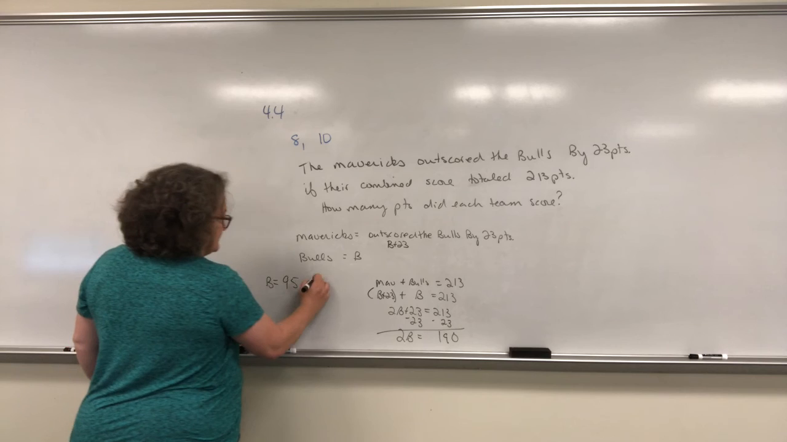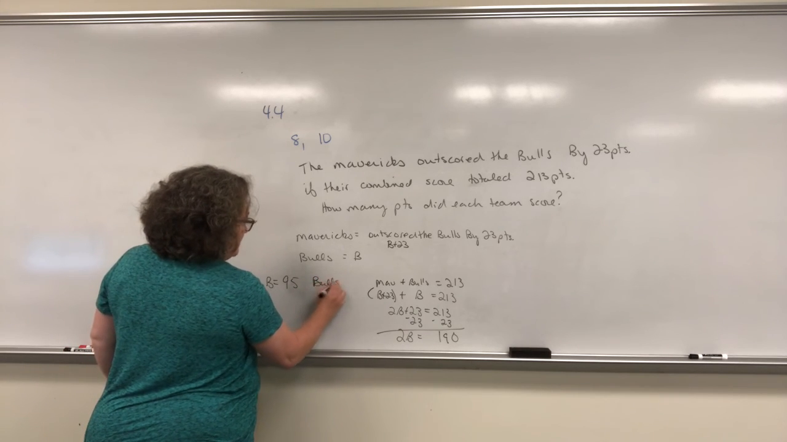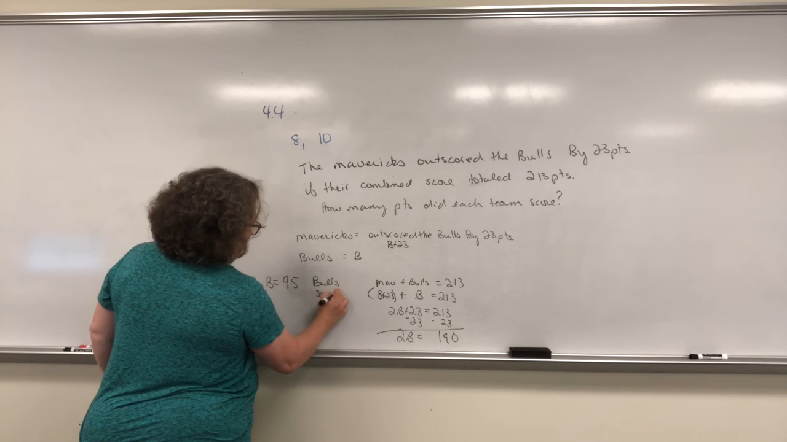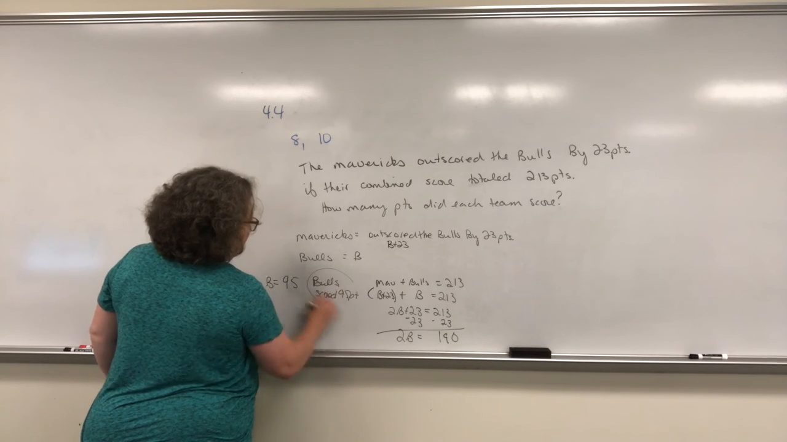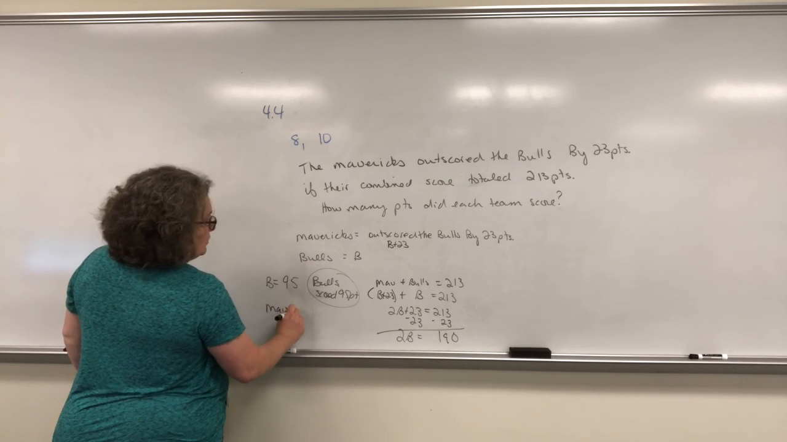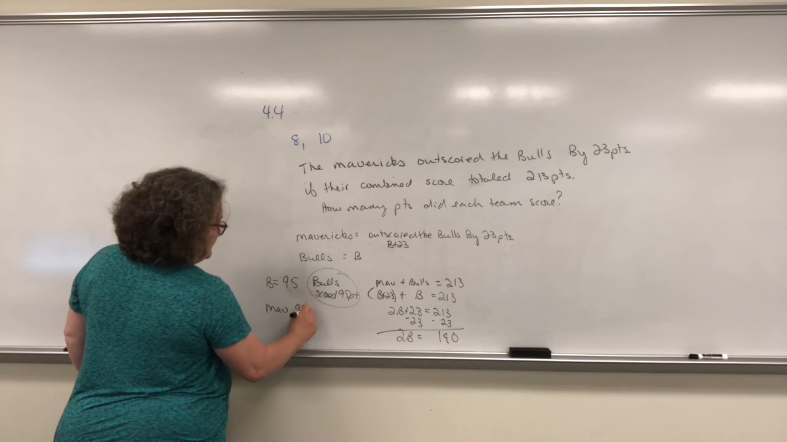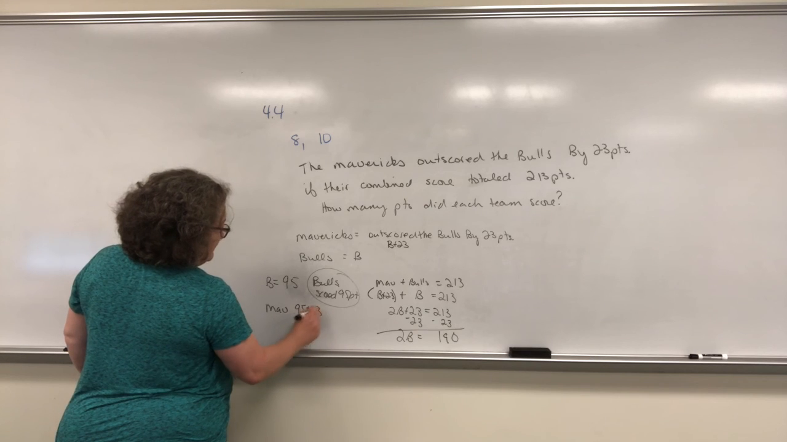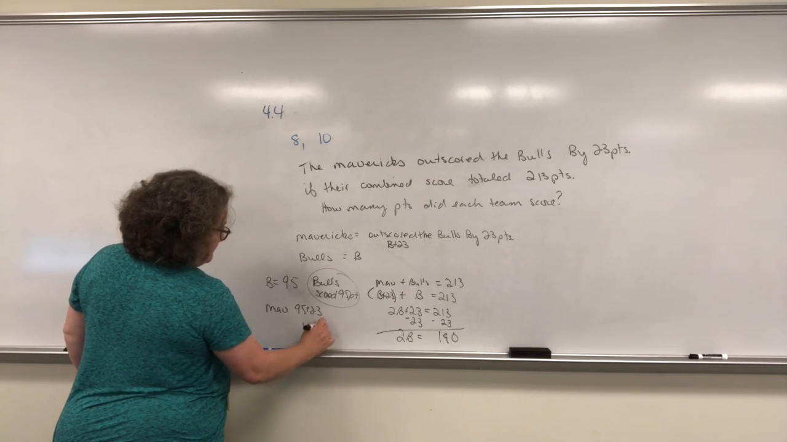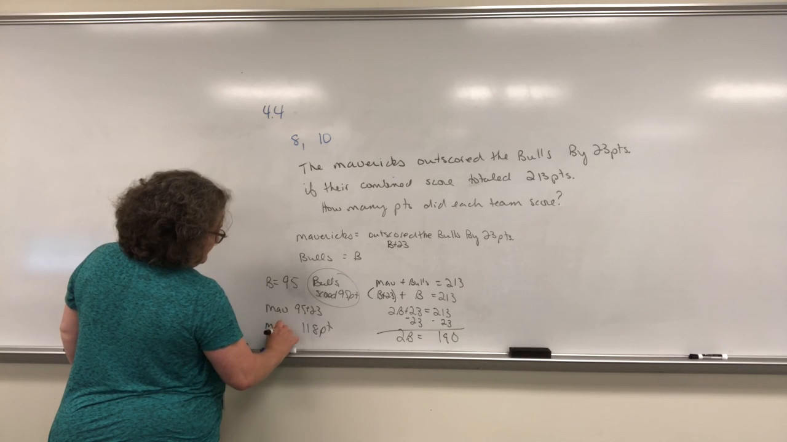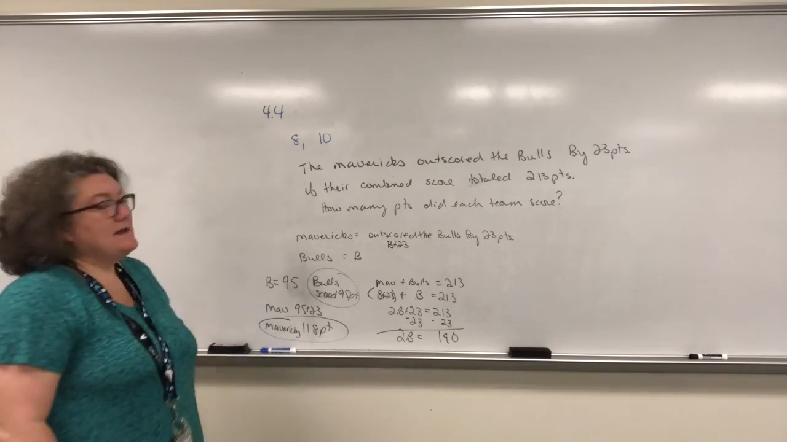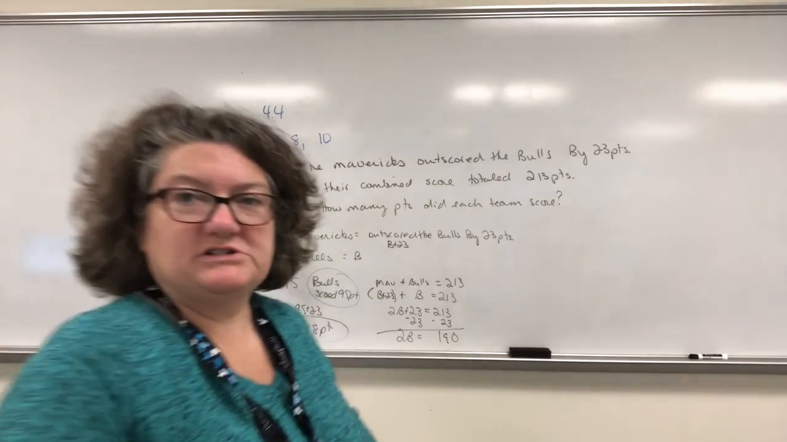So the Bulls scored 95 points, and the Mavericks scored 95 plus 23, which would be 5 plus 3 is 8, 9, 11, so 118 points for the Mavericks. Okay? All right. So we'll see you for question number 10.